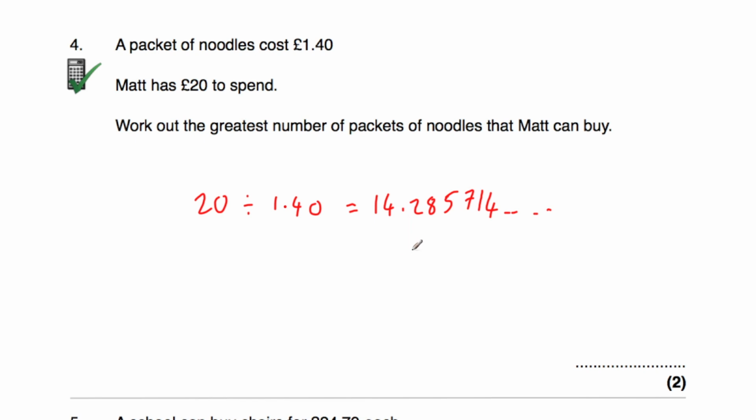Now, he can't obviously go into the shop and ask for, can I have 0.285714 and so on of a packet of noodles. So Matt can buy 14 packets of noodles and he'd have a little bit of change. So work out the greatest number of packets of noodles that Matt can buy. The answer would be 14. Okay, let's have a look at our next question, question number 5.